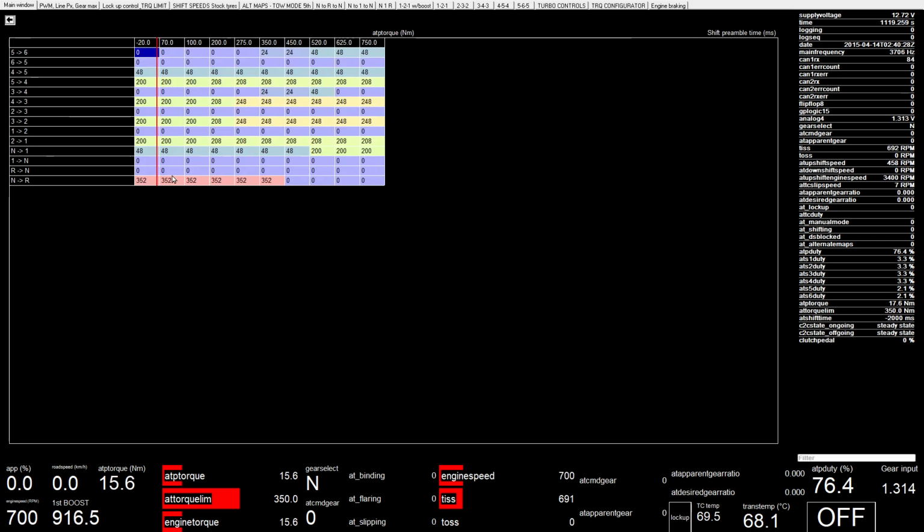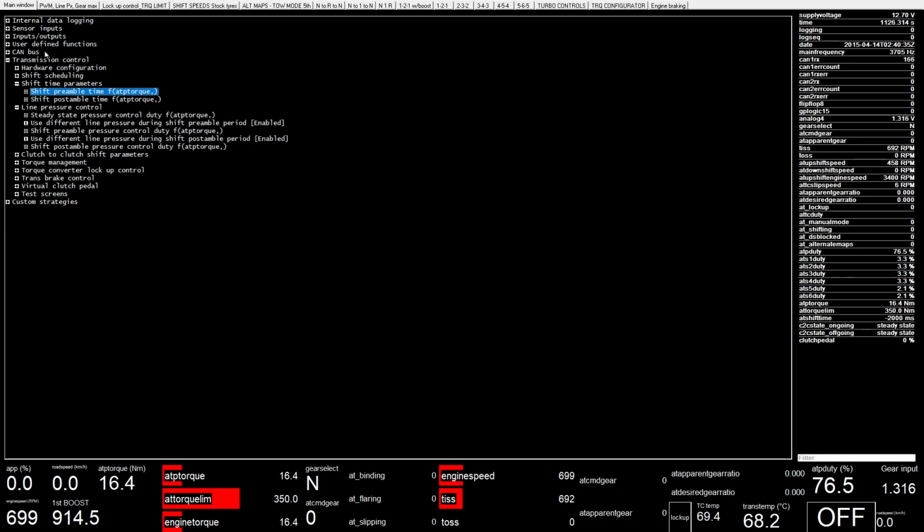So shift time parameters, so preamble. We do have a little bit of preamble going into reverse on this vehicle, about a third of a second. What that means is if you allocate time to the preamble, you can actually do something during that part of the time before the shift occurs. That might be line pressure control, for instance, or something to do with the torque management. It can be really quite handy to smooth out some things before the shift occurs. So that's in the preamble.